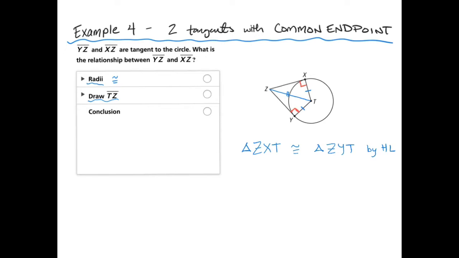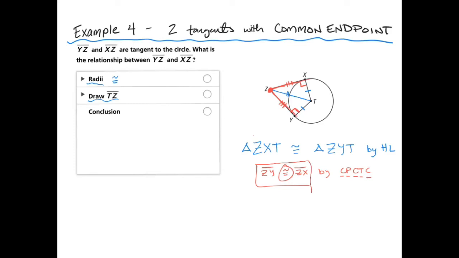And since those two triangles are congruent to each other, I know that their parts are going to be congruent to each other. So I could say that segment ZY is congruent to segment ZX by CPCTC, which says corresponding parts of congruent triangles are congruent. So I know that this segment is congruent to this segment. So that's that third theorem that was on our notes about tangent lines. If two tangent lines like ZX and ZY meet up at a common point, then those two tangents must be congruent to each other.